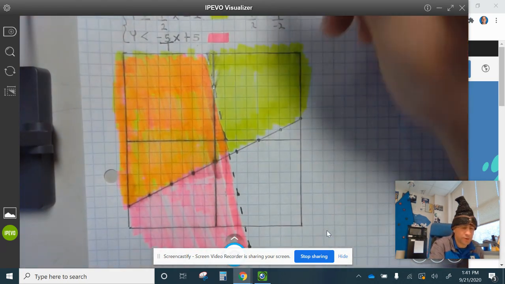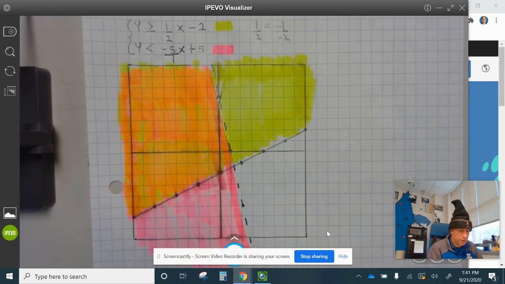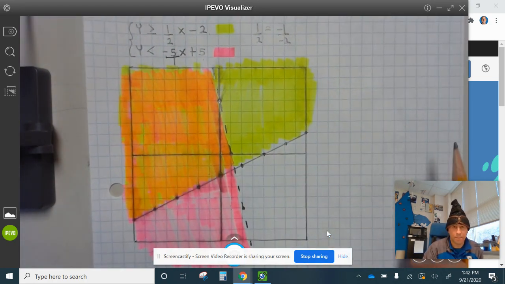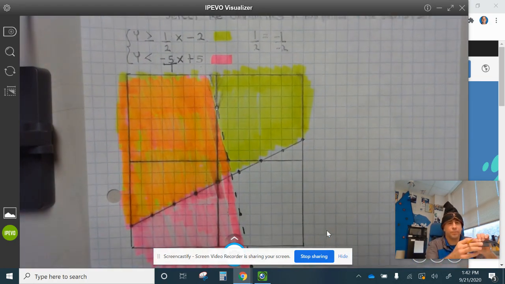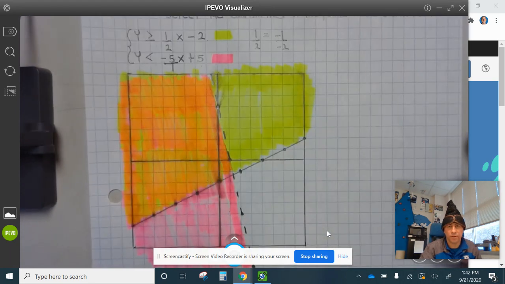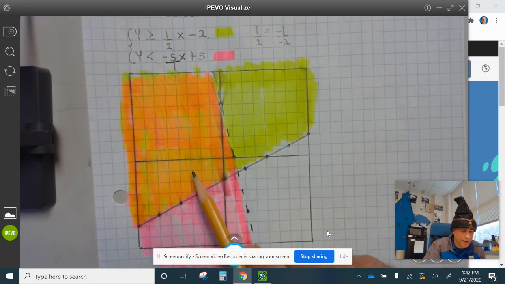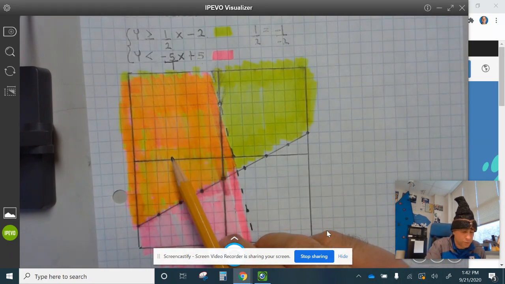And that's why I use highlighter, because it's really cool: now you know that the solution is the overlapping region which changed color. Now, let me adjust the lighting a little bit. All right, now the question says pick 2 points of the solution set. So basically, any point in this region would be a solution.